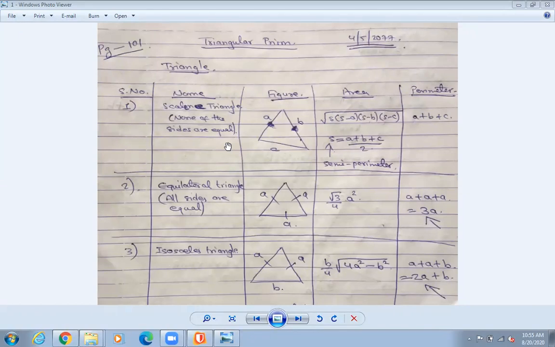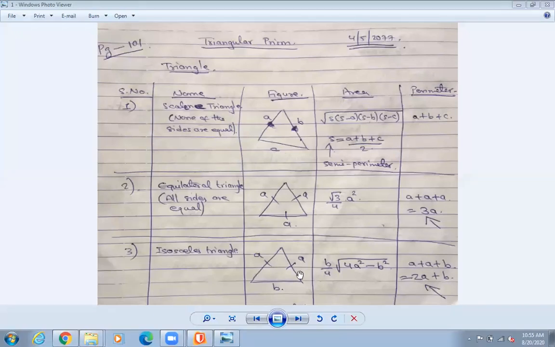Equilateral triangle means equilateral. Equi means equal. Lateral means line. If all the lines are equal, then that is called the equilateral triangle. So you can see in number 2, if all the sides are equal, then that is called the equilateral triangle. You can see A over here because all sides are equal. That's why we write A to all the sides over here.